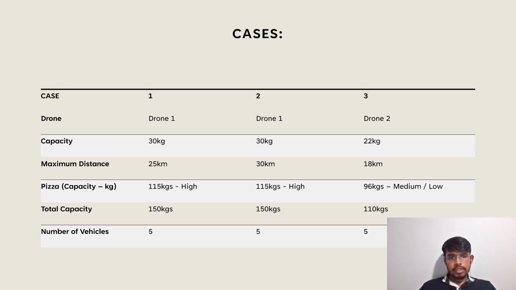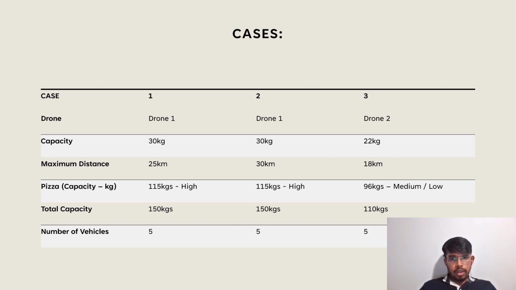So I've used three cases. For cases 1 and 2, I'm going to use the same drone, and for case 3, I'm going to use a different drone. The capacity of the drones for cases 1 and 2 is 30 kg, and for case 3 it's 22 kg. The maximum distance the drone can travel for case 1 is 25 kilometers, for case 2 it's 30 kilometers, and for case 3 it's 18 kilometers.